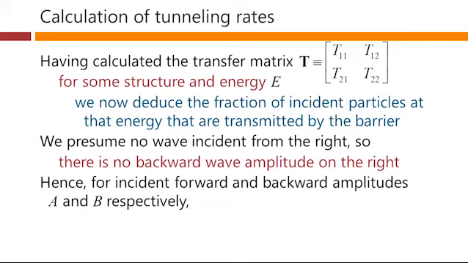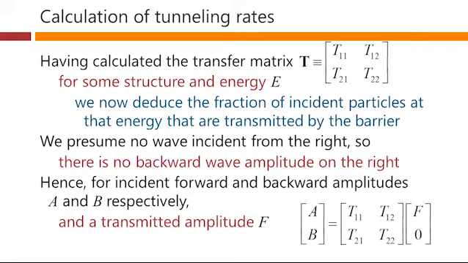Hence, for incident forward and backward amplitudes A and B, and the transmitted amplitude F, the matrix equation gives us the following. Our vector on the right is just a forward wave and no backward wave. We're going to multiply it by this matrix here and calculate, therefore, what were the incident and reflected wave amplitudes at the left-hand side.